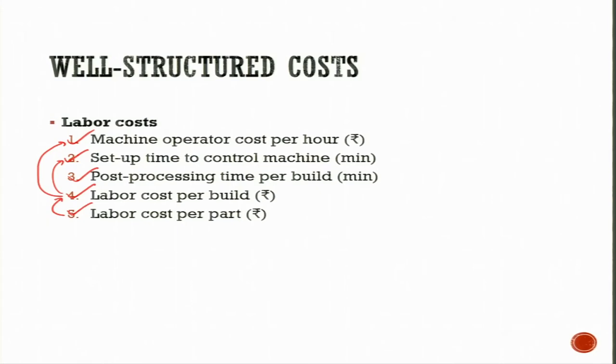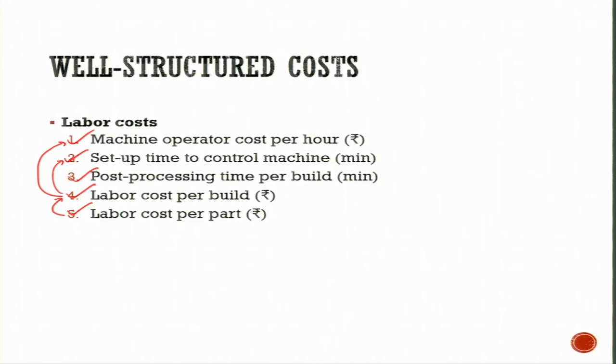Labor cost per part is again taken from the labor cost per build itself. Build time plays an important role in this. Build time is a significant component in estimating the cost of additive manufacturing. A number of software packages are there, as I showed you the Eiger software in the previous weeks, which gives the estimated build time. And based upon the build time, taking the material cost into consideration, it also gives us the cost of the part.